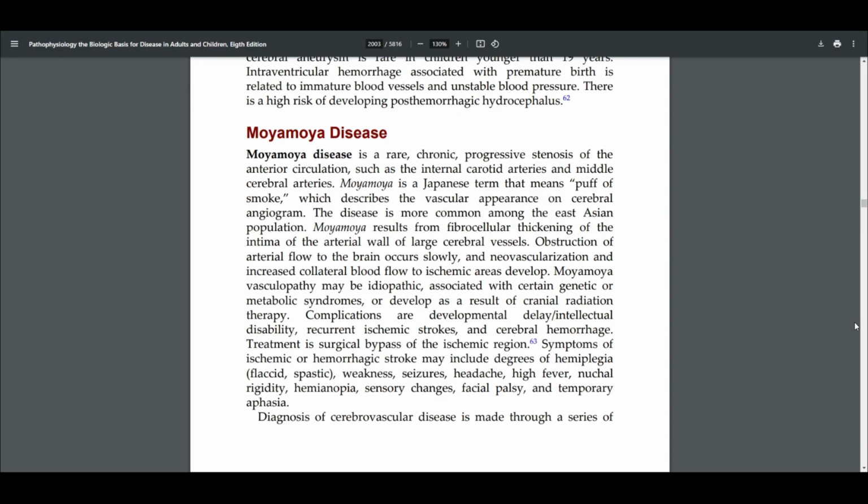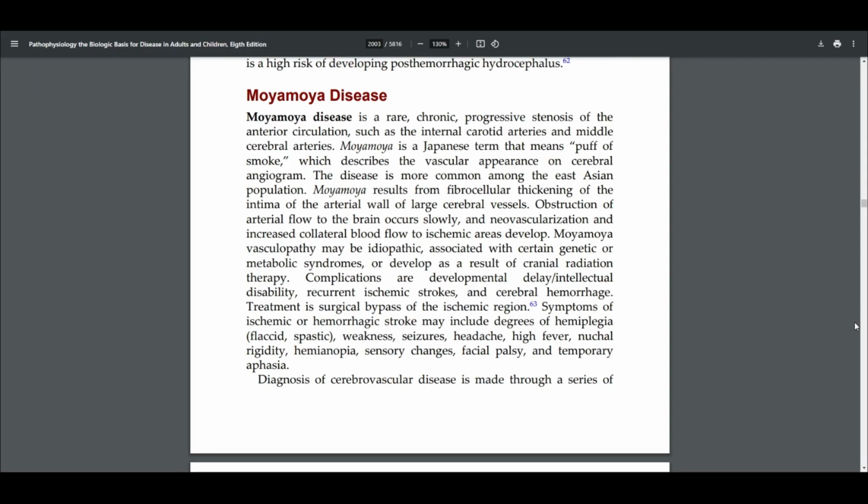Moyamoya disease. Moyamoya is a rare, chronic, progressive stenosis of the anterior circulation, such as the internal carotid arteries and the middle cerebral arteries. Moyamoya is a Japanese term that means puff of smoke, which describes the vascular appearance on cerebral angiograms. The disease is more common among the East Asian population.